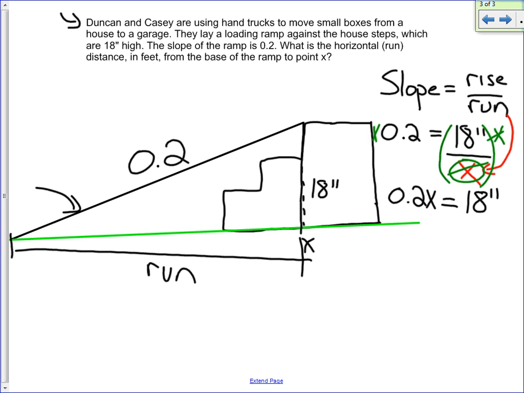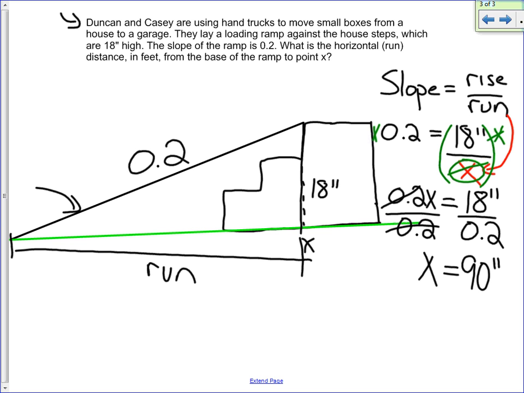So 0.2 times something is going to give me 18 inches. Well, to figure that out, I do the opposite. So I go 0.2 divided by 0.2, and I do the same thing on this side, 0.2. So my x is going to be equal to 18 divided by 0.2. And when we calculate that out, we get 90 inches.